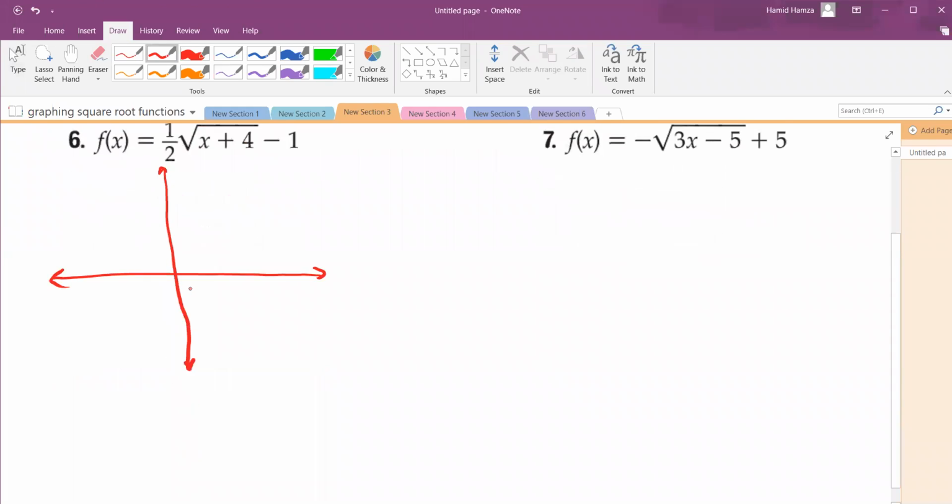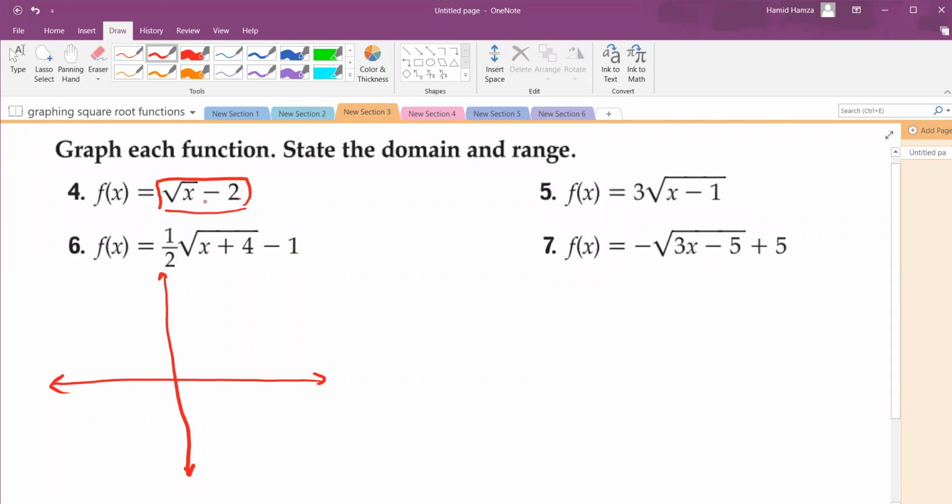2 units to the left, Mr. Sir, right, left, the number will be inside the bracket like this with x, inside the root. Inside the root, right, left.